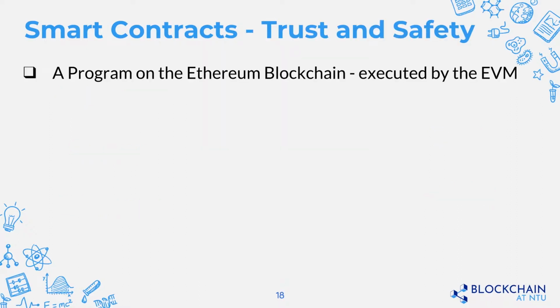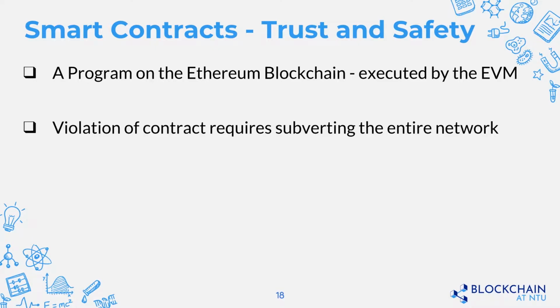Smart contracts are actually programs deployed on the Ethereum blockchain and are executed by the Ethereum virtual machine, right? Because you deploy it on the Ethereum blockchain, it guarantees you trust in a way that violation of the contract requires subverting the entire network. Okay, so what does this mean, right?